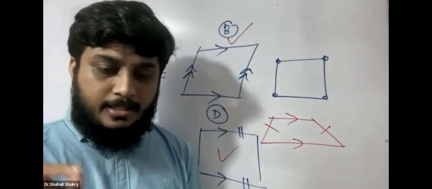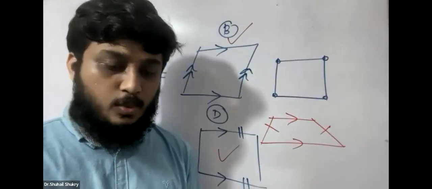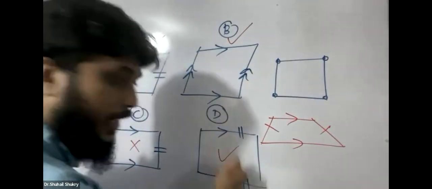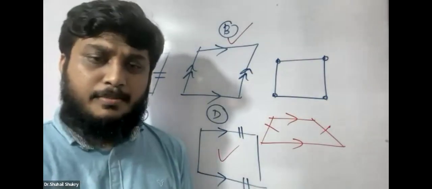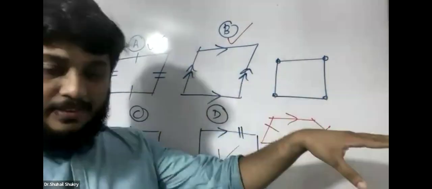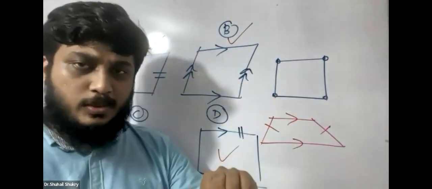One pair of opposite sides is both parallel and congruent. Does both parallel and congruent mean both sides are equal and parallel? That is only what is meant by that. Diagonals bisect each other. That is obvious. Already I gave that. Opposite angles are congruent. That is also given. Right.